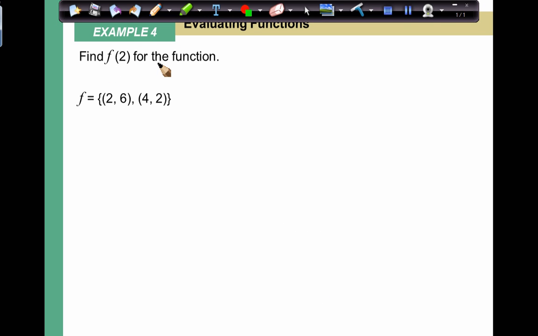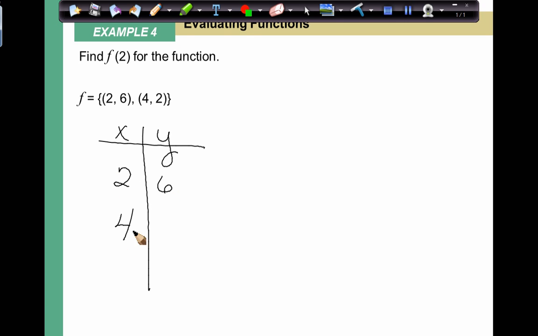Find f of 2 for the function f equals {(2, 6), (4, 2)}. So what does this mean? In this case, the function name is f, and we're looking for an input of 2, but we don't have a function rule. Instead, we have a function listed in ordered pairs. So this function consists of 2 ordered pairs, (2, 6) and (4, 2). That means if you plug in 2 to the function, you get an output of 6, and if you plug in 4, you get an output of 2.